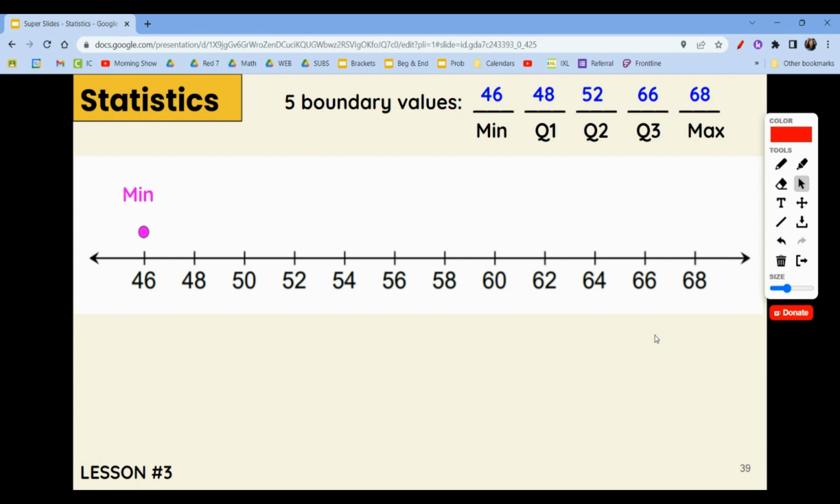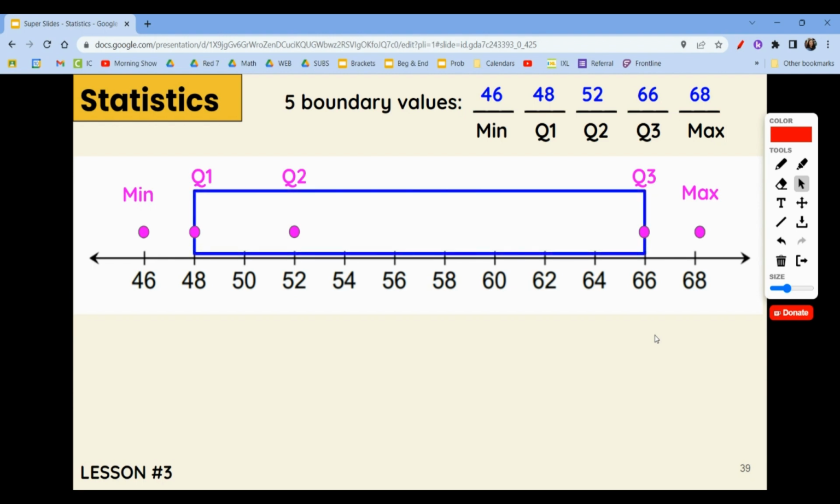46 is the min. 48 is Q1. 52 is Q2. 66 is Q3. 68 is the max. Then you're going to make a box going from Q1 to Q3 and draw a line down Q2 to mark the median. And then you're going to make your whiskers. Let's label each section, or each quartile, as being 25% of the data.